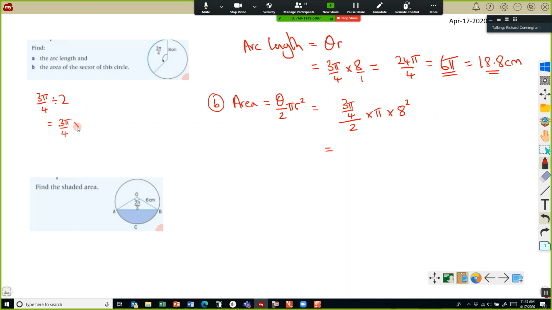Yep, keep, change, flip. So I get 3 pi over 8. Sorry, I've written the formula down wrong, haven't I? The formula is theta over 2 times pi r squared. Let's just go back to our formula.